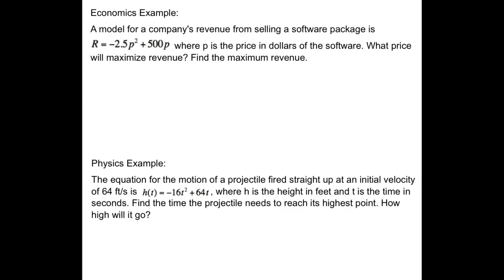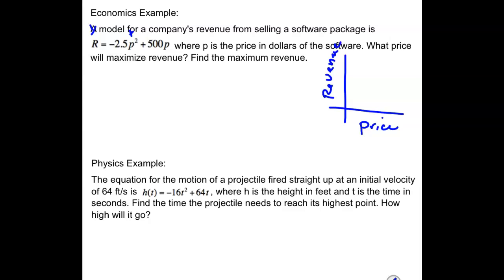All right, an economics example. It says a model for a company's revenue, which is how much it makes selling stuff. So a model for a company's revenue from selling a software package is R equals negative 2.5p squared plus 500p, where p is the price in dollars of the software. What price will maximize revenue, and then what is the maximum revenue? So if we consider this kind of like our y and our x, then that means for my graph, my x-coordinate really represents the price, and my y-coordinate represents the revenue.